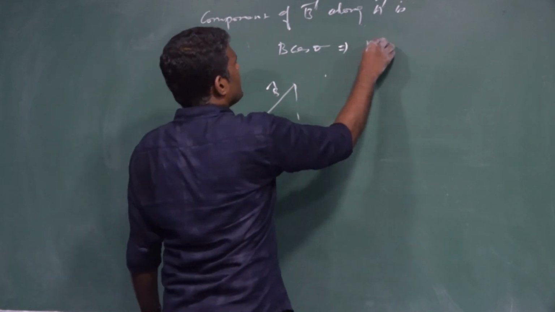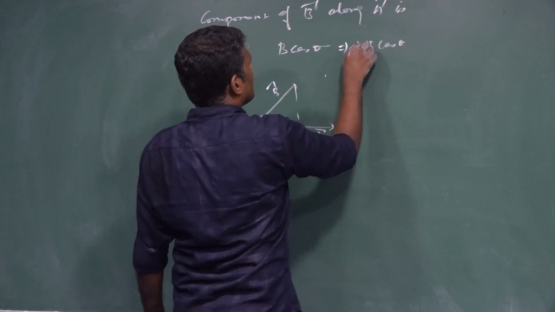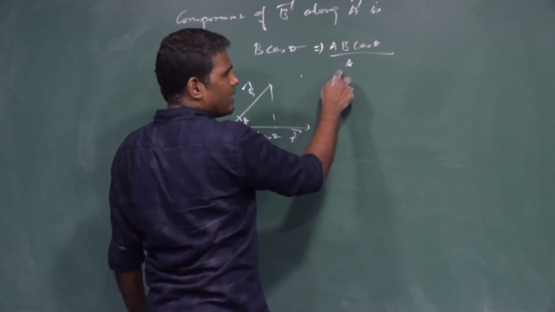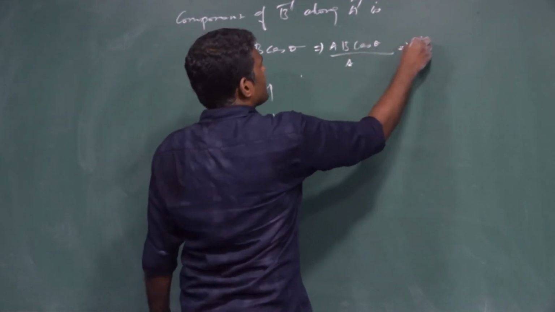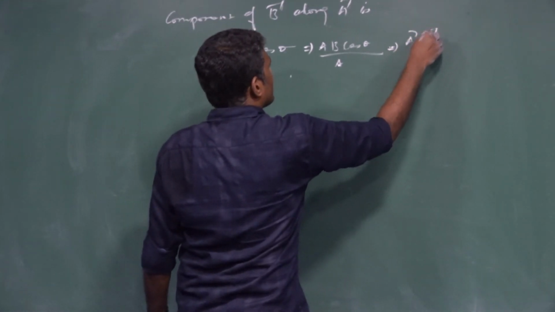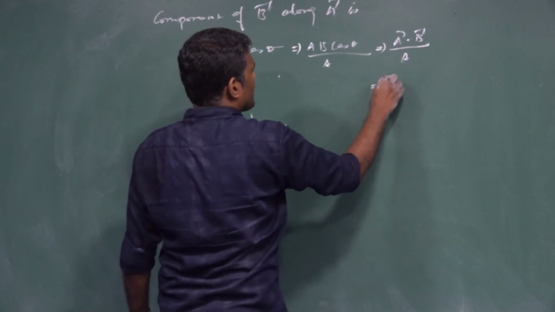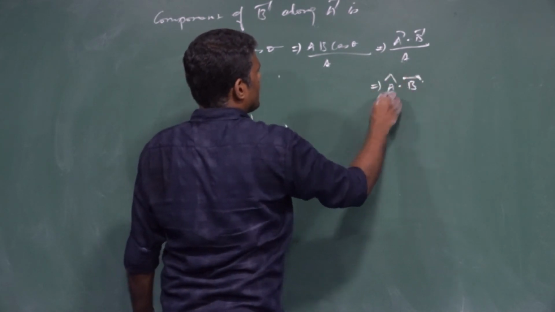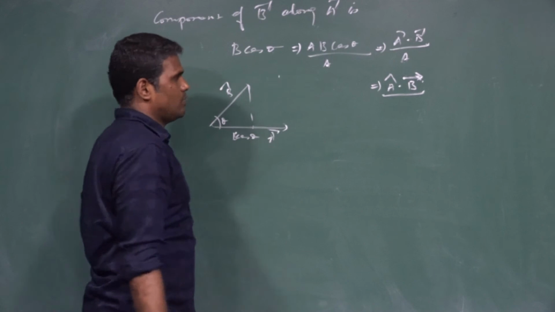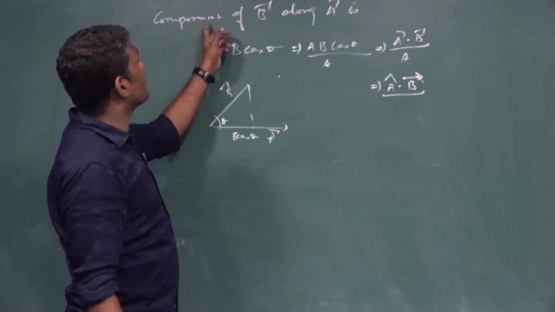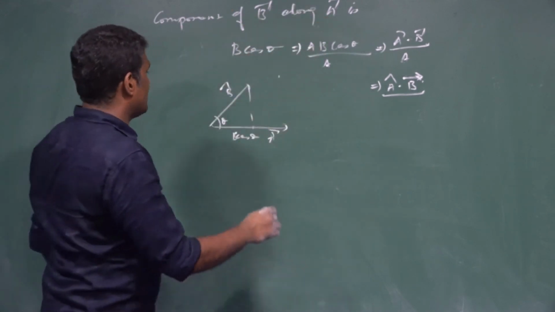So this can be taken as b cos theta into a divided by a. I am multiplying and dividing by a. A B cos theta is nothing but a vector dot b vector divided by a. A vector divided by its magnitude is unit vector. So a cap dot b vector. So this is the component of b vector along a vector.